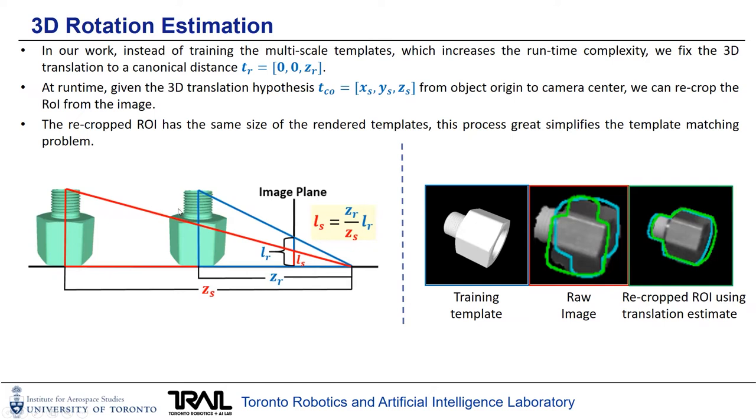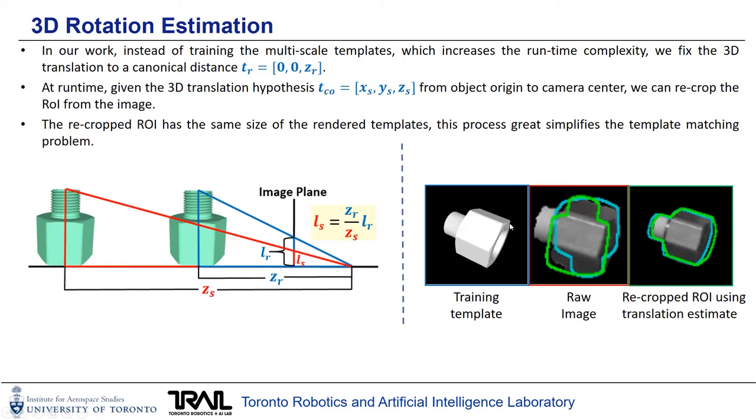So the reason we can train with only one scale is because we already get this reliably accurate translation from our first stage. So at runtime, given this 3D translation estimate, by applying this perspective geometry, we can recrop this object using this ROI. This recropped image will have the object in the image center, and the object will have the same pixel size as the training templates.